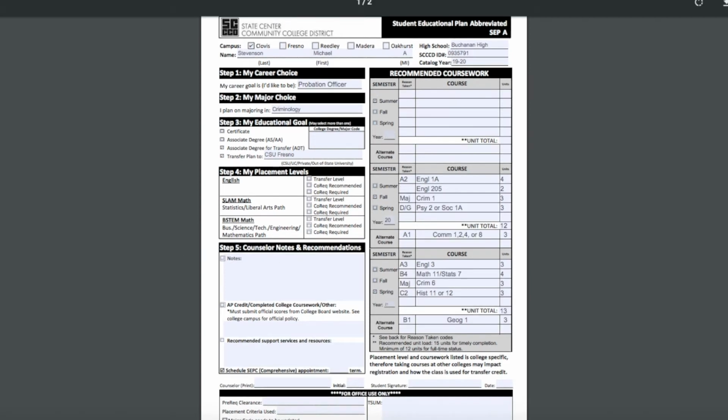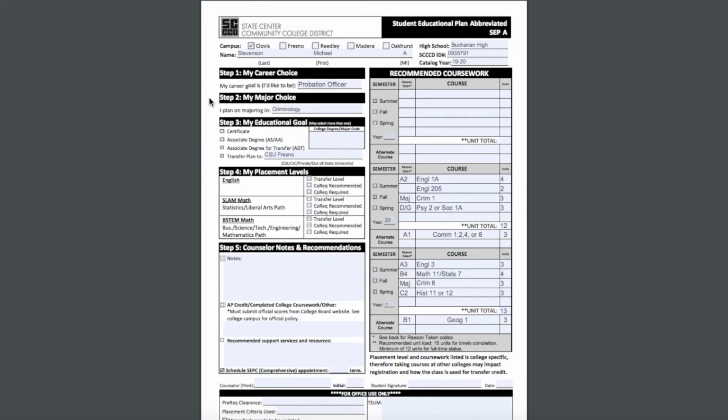And now we're going to look at another student's SEP. And this student, their career choice is going to be a probation officer. So they're majoring in criminology. And their educational goal is to also get an associate's degree. And they do know that they want to transfer to Fresno State University.